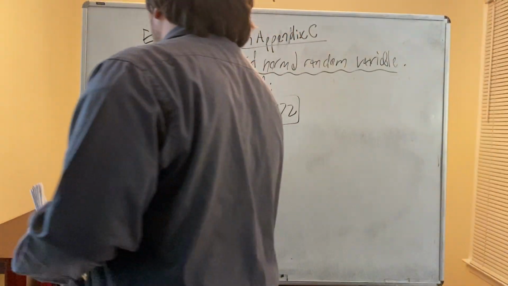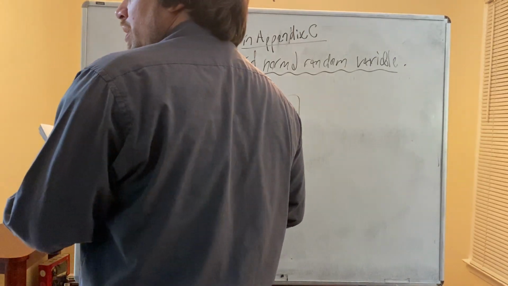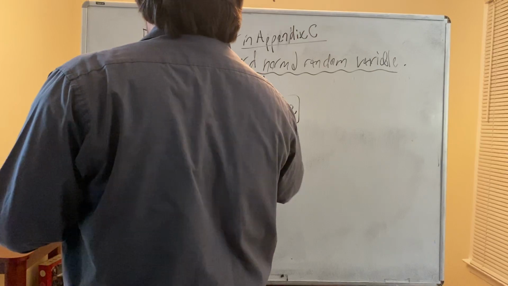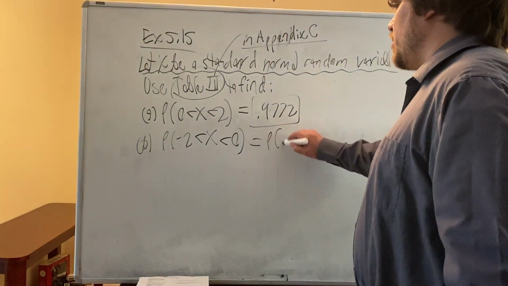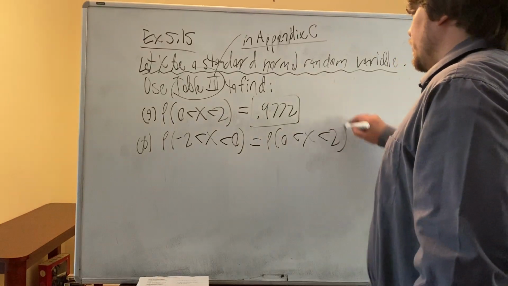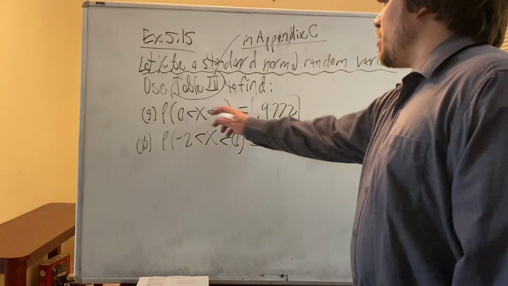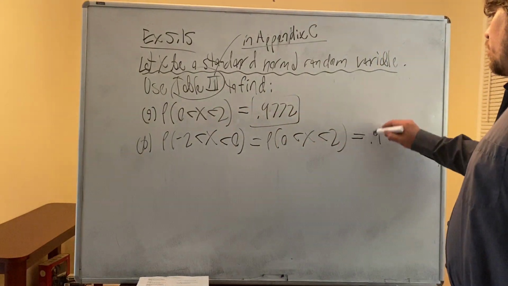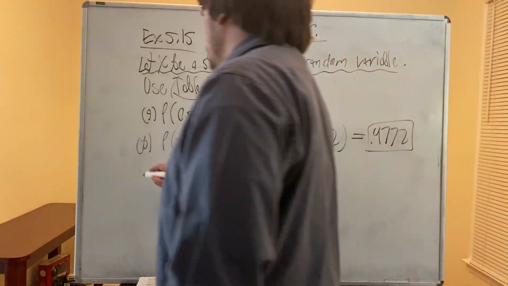Okay, part B is find the probability that -2 is less than x less than 0. Well, by symmetry, that's the probability that 0 is less than x less than 2, right? Because it's symmetric about the vertical axis, x equals 0. And so this probability, we already found, is 0.4772. That's the same probability as in A.